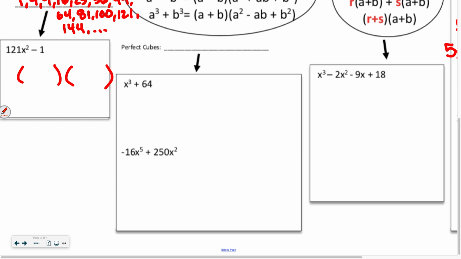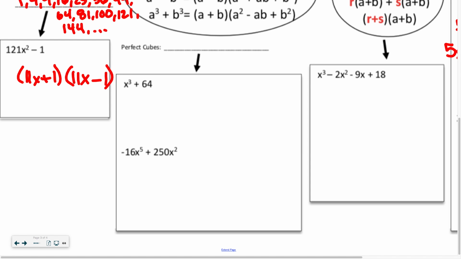11x. Okay, so we're going to have 11x and 11x. What's the square root of the last term? 1. And 1 is going to be plus and 1 is going to be minus. It doesn't matter which order you put the plus or minus. Right? The 2 factors should look exactly the same but have different sign in between. So we would maybe refer to those as conjugates.